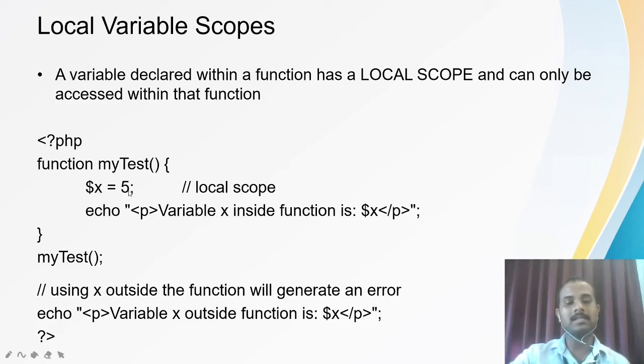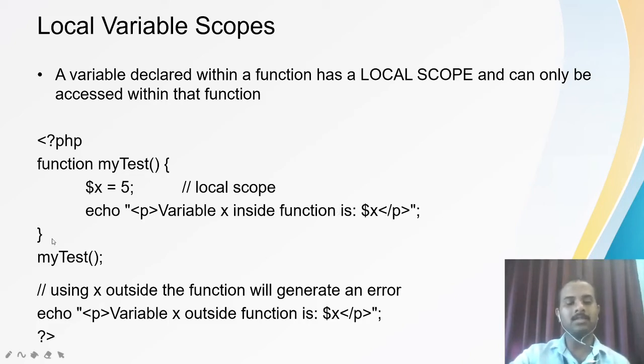So here $x is equal to 5, which I have declared inside the function. Its validity is from this brace to this brace, this flower bracket to this flower bracket. After that, $x does not have any scope, or you can say that it has died after the closing of the bracket. So here $x is equal to 5. When I print this statement, variable x inside the function is 5. So that message will get printed.